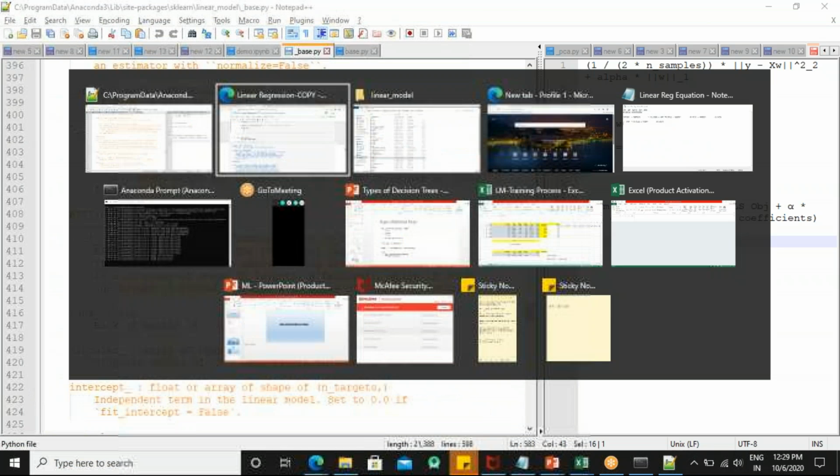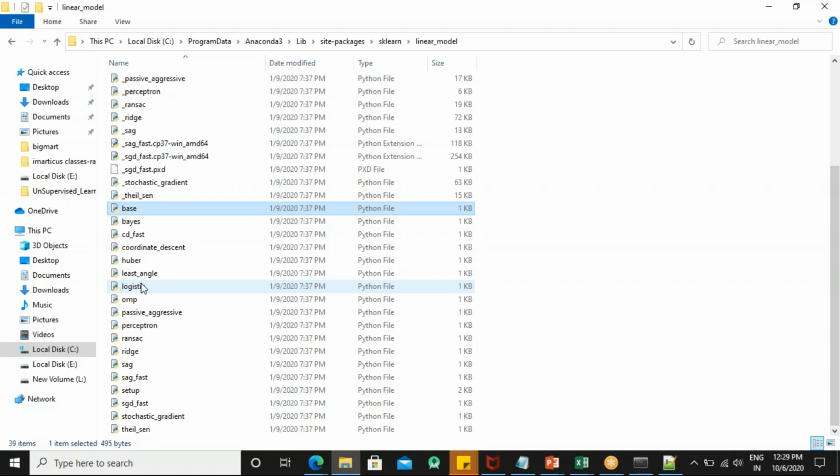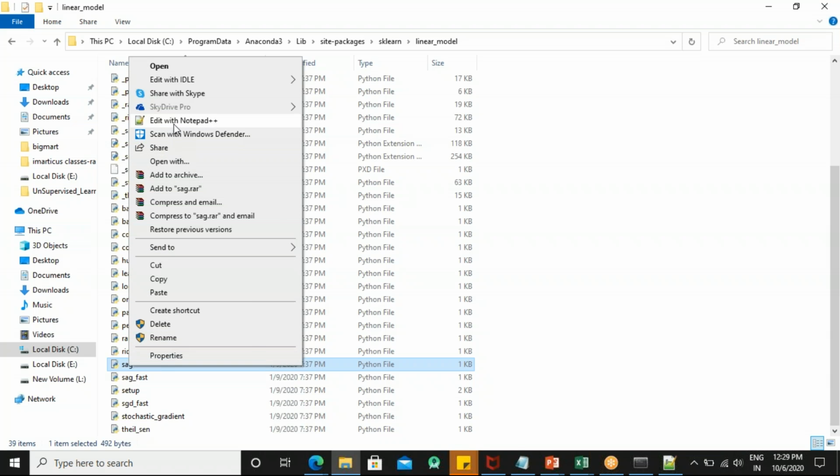Similarly you can go to all the other models. Logistic perceptron is like neural network. SAG we were talking about yesterday, right? Stochastic average gradient descent.